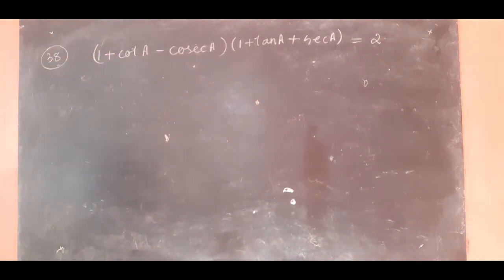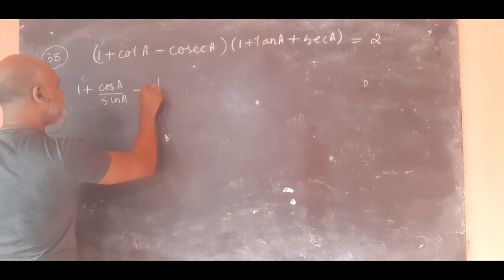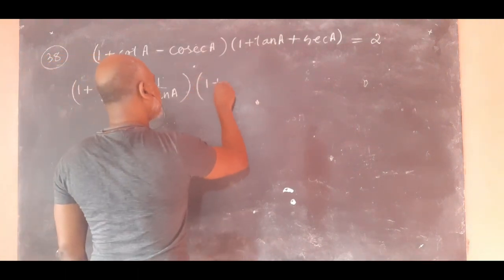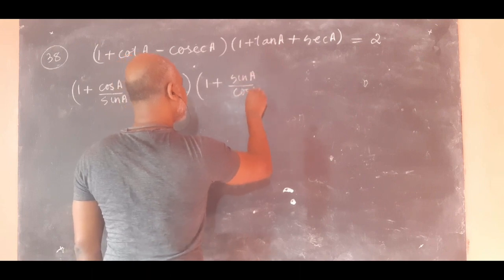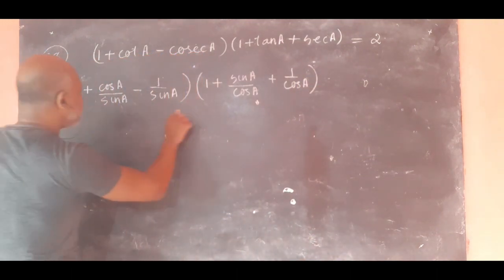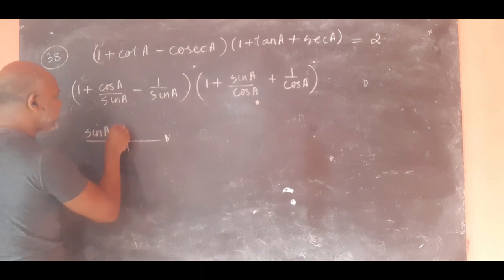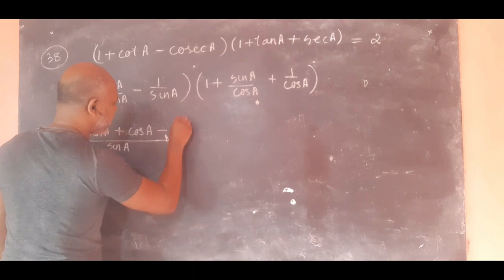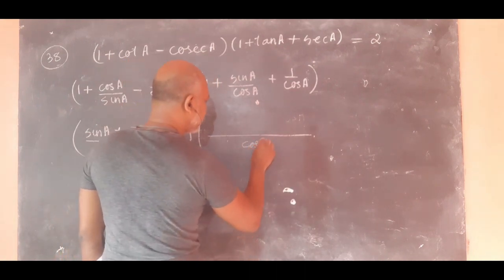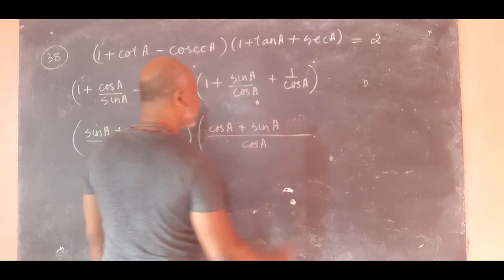So simplify and we will write 1 plus cot A, I can write cos A by sin A minus 1 by sin A, and here again you can write 1 plus sin A by cos A plus 1 by cos A. So here we can take LCM as sin A, and now here we have sin A plus cos A minus 1, and here we have cos A on the denominator, and we have cos A plus sin A plus 1.